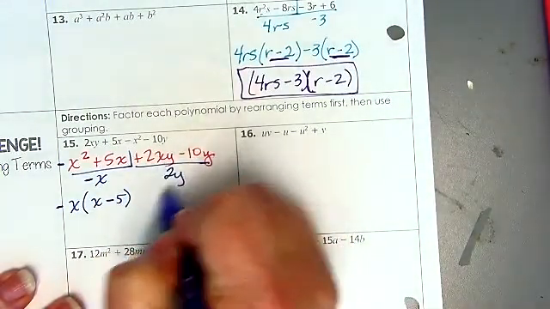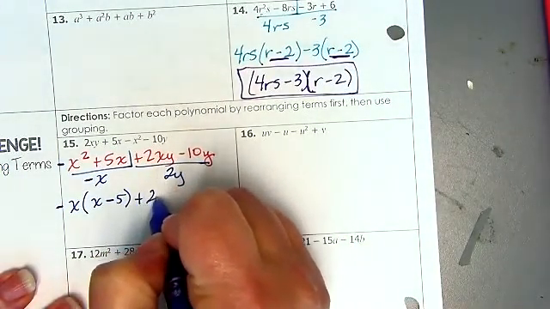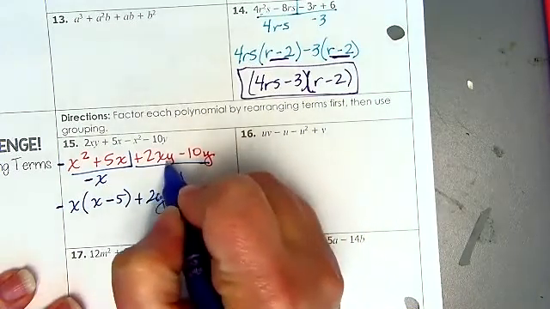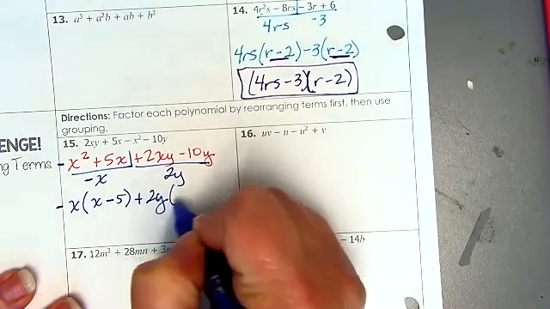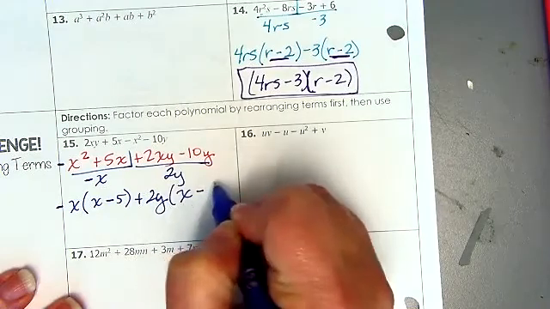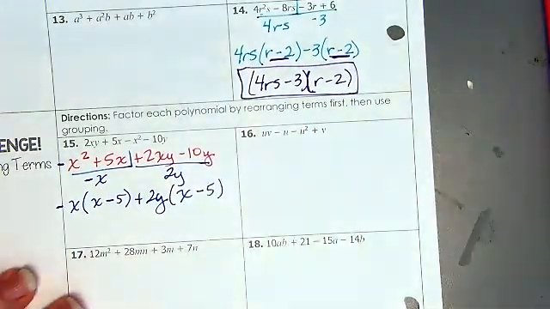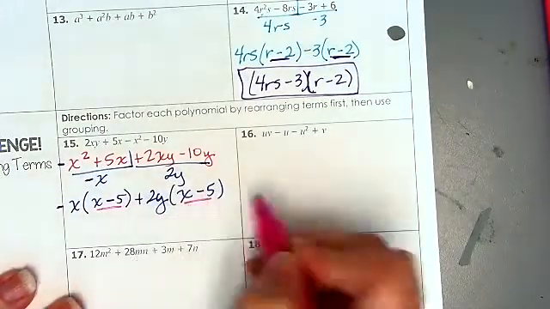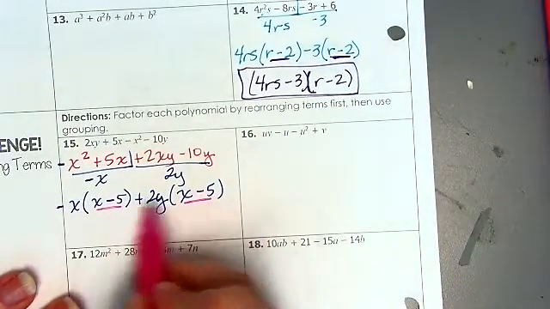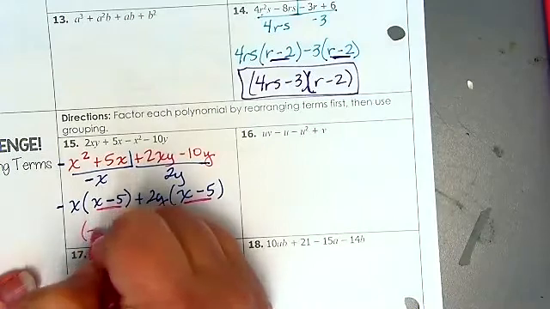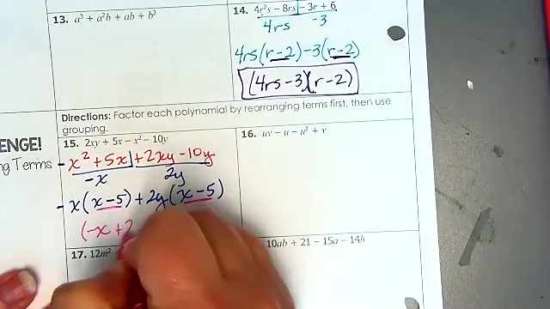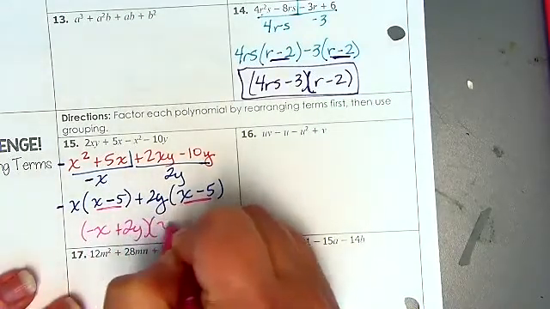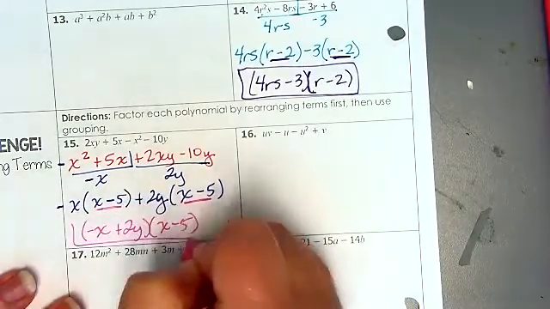On the right, my GCF is 2y, so I have plus 2y, and then I'm left with x minus 5 inside the parentheses, which is what it's supposed to be. These are the same, because remember the goal is to get what's the same inside those parentheses. So I'm now going to have negative x plus 2y times x minus 5.